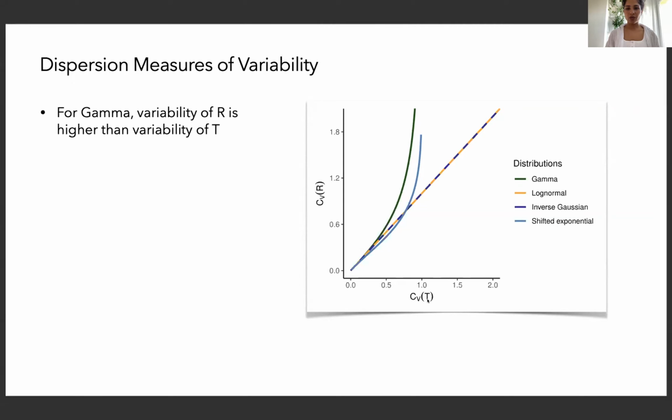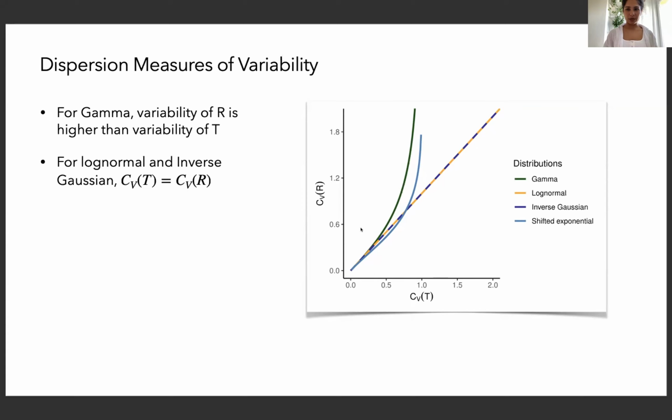As the value of the CV of ISI approaches 1, we see that the coefficient of variation of R approaches infinity. It happens because as the CV of T for gamma approaches 1, the gamma distribution becomes an exponential distribution. Consequently, the value of CV of R is infinity. Then if we look at the log normal and inverse Gaussian distributions, both of them, we see that the relationship between the CV of T and CV of R is that of identity. So nothing really changes if you jump from the ISI data to the instantaneous rate data.